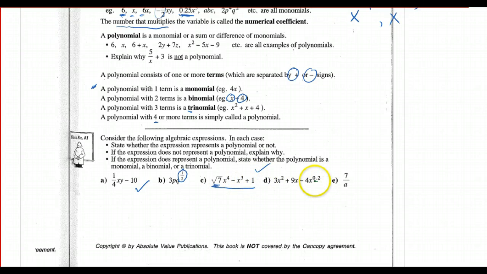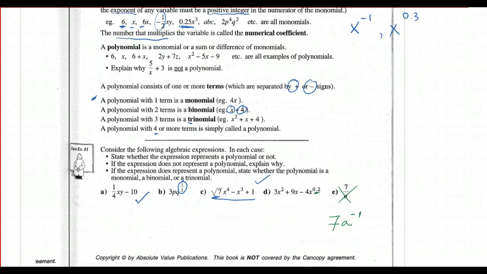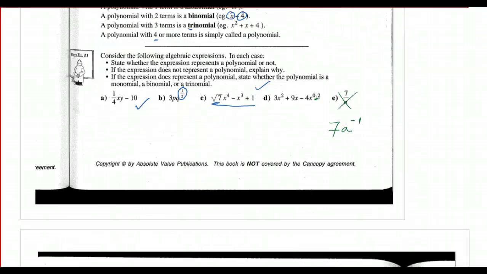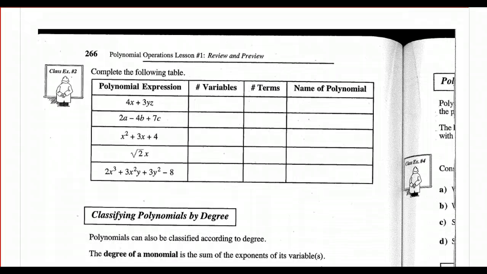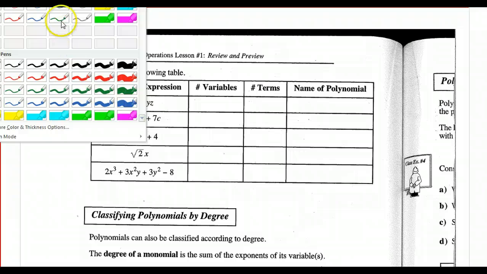Here this is almost okay, except there's a problem here. That's no good. The 0.2 is no good. And then finally, this is no good either because that 7a, if you were to bring it up to the top, would have a negative 1 exponent. And again, they have to be positive integers. Okay. All right. Let's do a couple down here. So complete the following table. Let me get a better pen here.